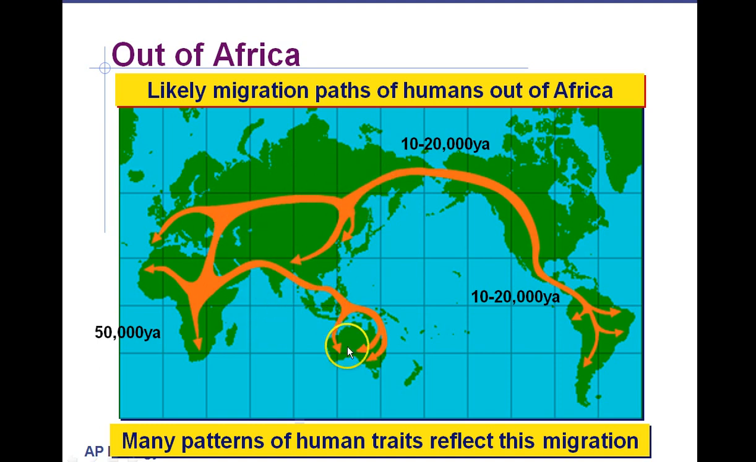Some of those people came down to Australia, became the Aborigines. Then we have a group of Asians moving across the land bridge, possibly when this was frozen over in the last couple ice ages, and colonizing North and South America.